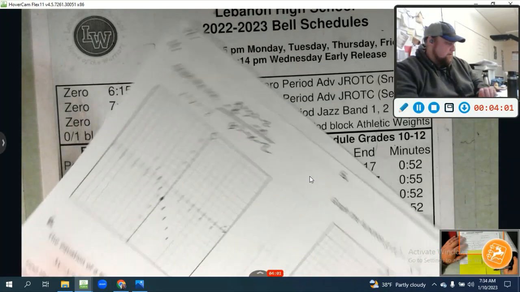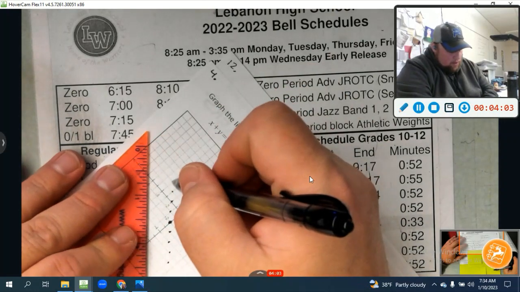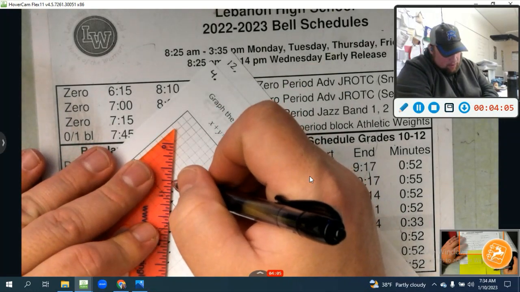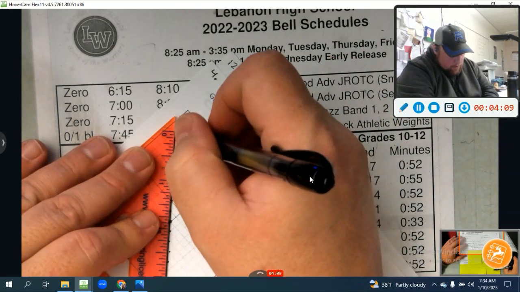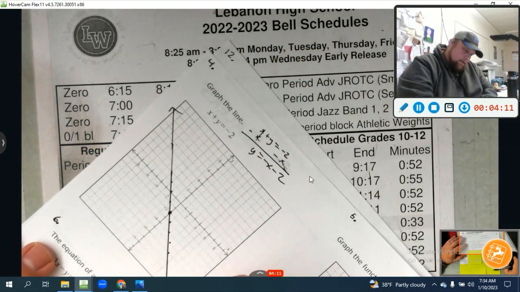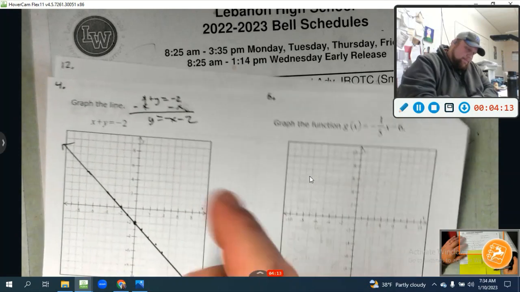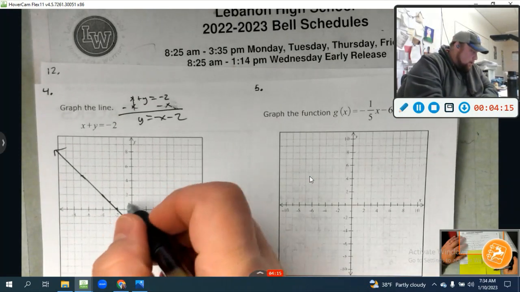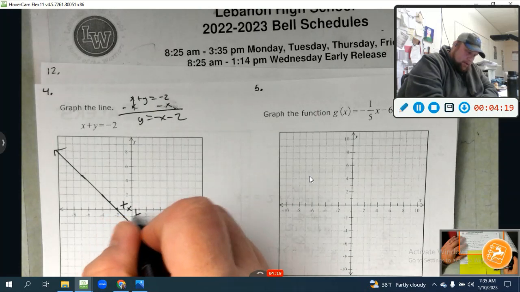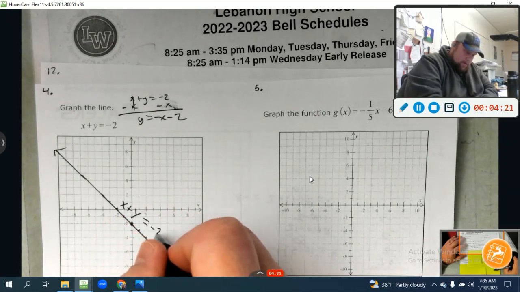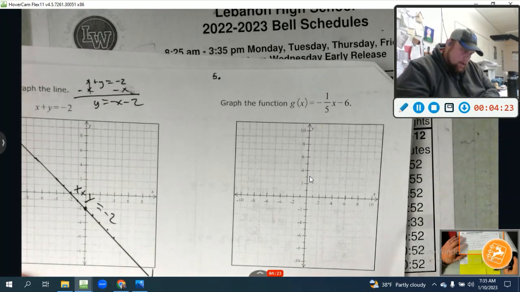And once again, we connect the dots. And label it. You can use whichever one you want, but I'm just going to use the original, x plus y equals negative 2.